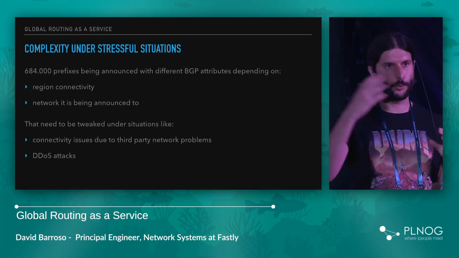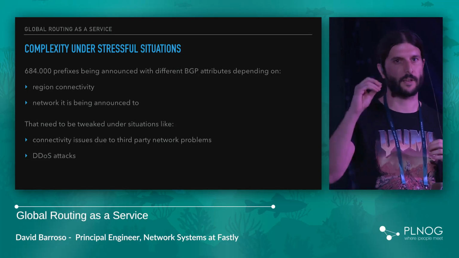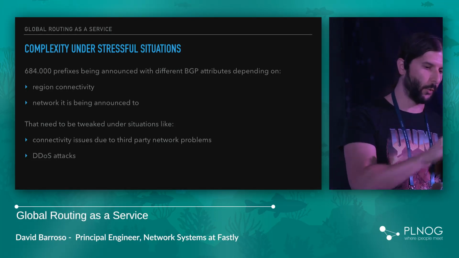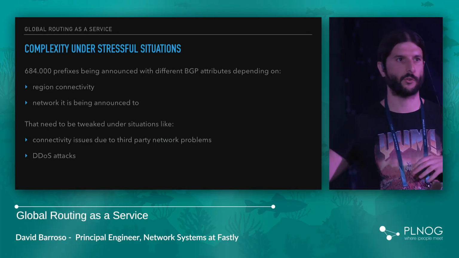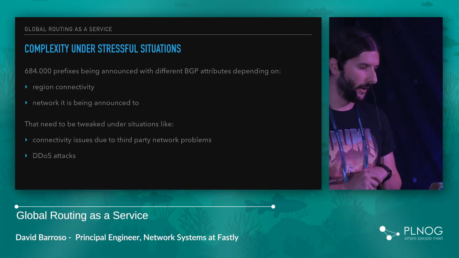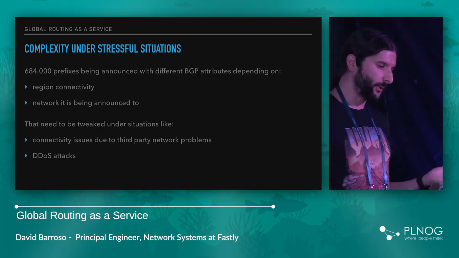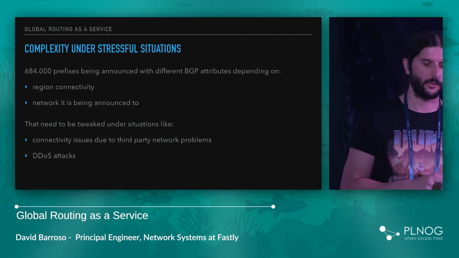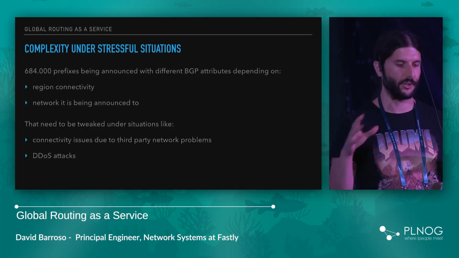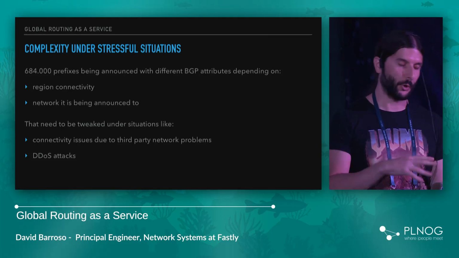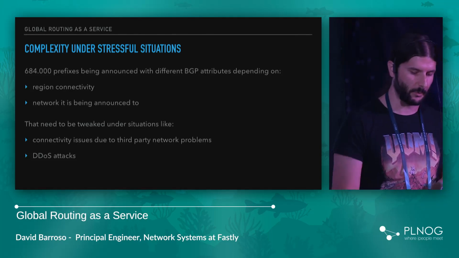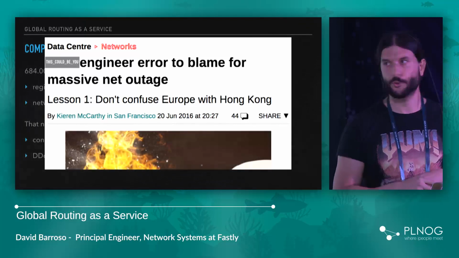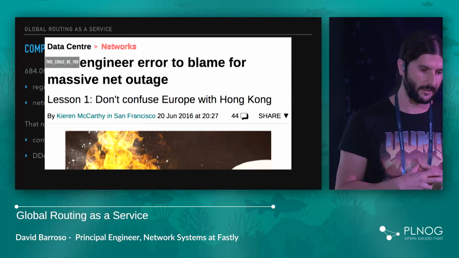And also depending on the network that is being announced to. So I was mentioning before, if you want to do TE changes, you will have a set of communities on one peer, while you will have another set of communities on another one. And now you're operating that network, and there is a DDoS attack, or there are some connectivity issues somewhere in the world, and you have to start tweaking not all of those announcements, but some of those announcements. So yeah, it's no surprise that every now and then things like this happen.